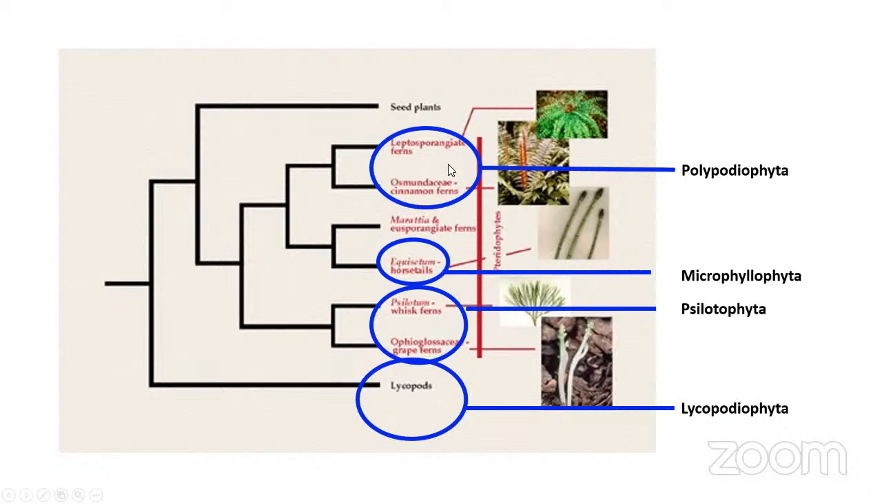Jumping up here to the top, we can see our true ferns branching off, and we can see that in this phylogeny, we have our true ferns as a sister group to our horsetails. That's here, and we can see their common ancestor here. And then we can see our whisk ferns having a more recent common ancestor with the true ferns and the horsetails, and then a farther common ancestor with the lycophytes.